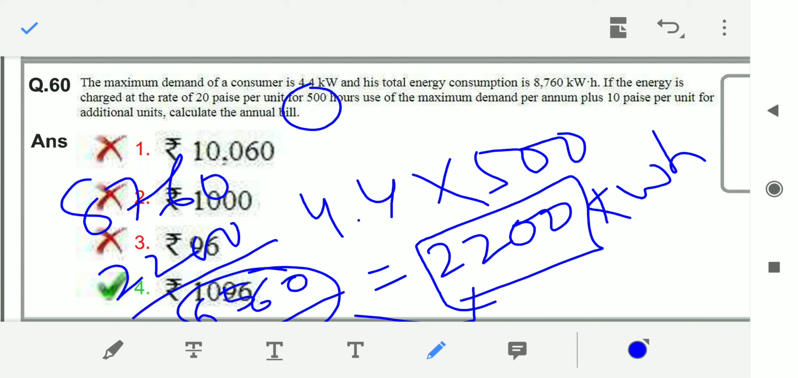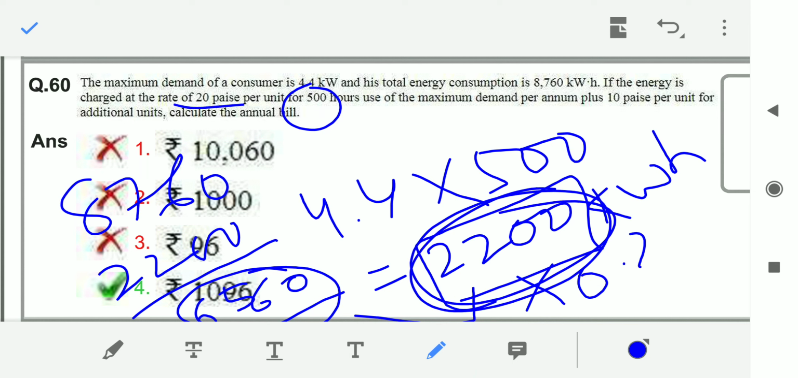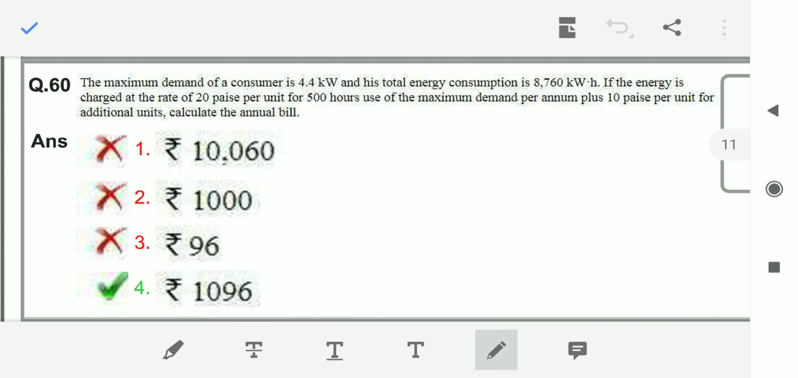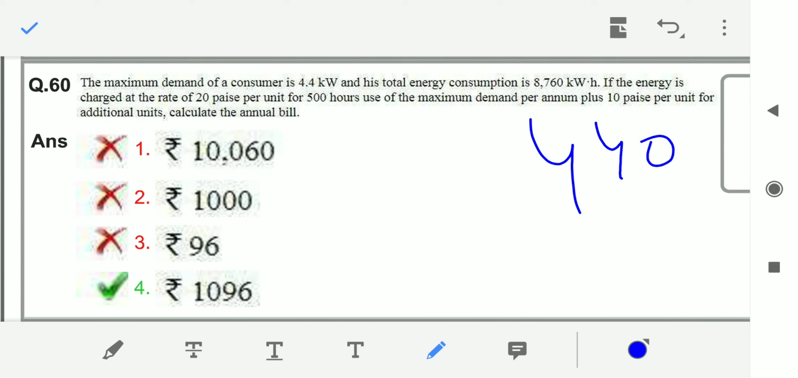Now for this energy consumption, what is the cost, sir? 20 paisa. That means 2200 into 0.2 is equal to how much, sir? 440 rupees. And the remaining is how much, sir?